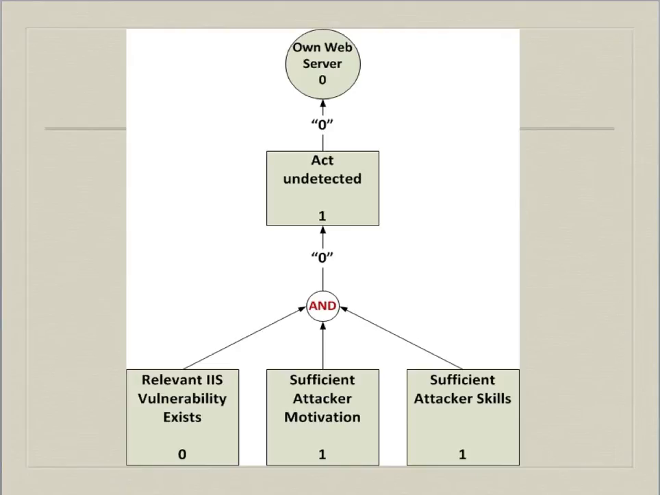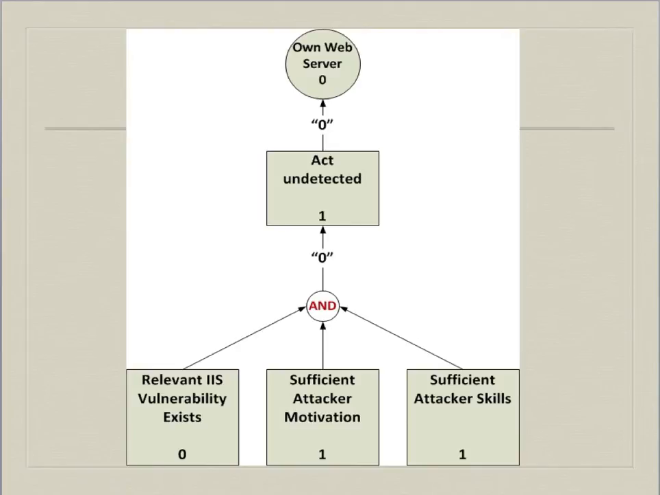So what we see here is that we have an AND again, and in a Boolean AND, all the inputs have to be 1 to get a 1 out. In our case, a 1 is yes. So does a relevant IIS vulnerability exist on the web server? Obviously this web server has been modified. We have applied the patch. So no, it does not exist.